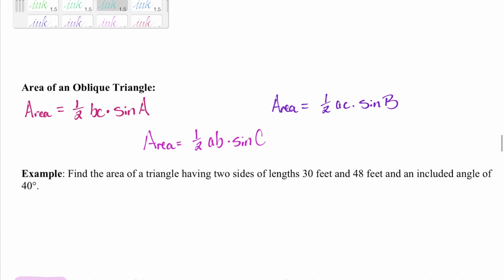It is pretty simple. So for this first example, we're going to find the area of a triangle that has two sides with a length of 30 feet and 48 feet, and an included angle of 40 degrees. What they mean by included angle is the angle that's in between the sides. So I'm going to draw this out mostly because it makes more sense to my brain when I do.